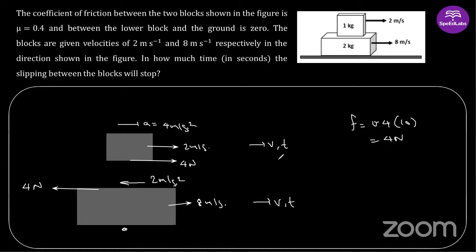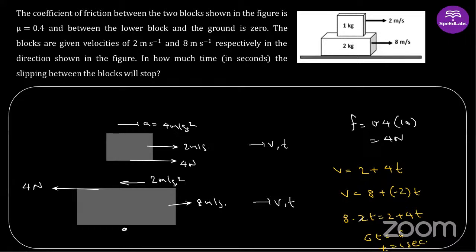So now I am applying for the first block. What can we write for block number 1, which is the 1 kg block? v is equal to u, which is 2, plus at, a is 4, into t. For the second block, what can we write? v is equal to u, which is 8, plus a, which is minus 2, into t. And now, they are asking time, so directly remove v, equate v and solve for t. So 8 minus 2t must be equal to 2 plus 4t. That gives us 6t is equal to 6. So t is equal to 1 second.